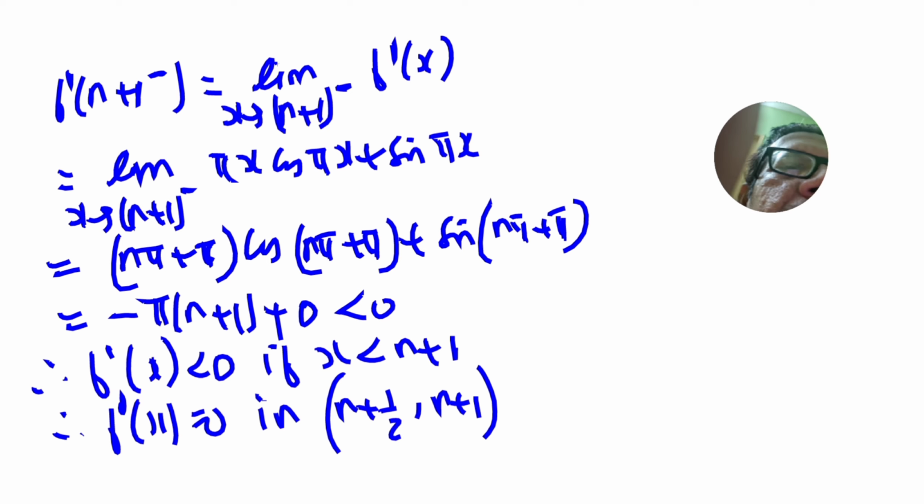Now, it is very clear that this interval n plus 1 by 2 to n plus 1 is a subset of the open interval n, n plus 1. So, we can choose option C, provided we are able to show that f dash of x does not become 0 in the interval n, n plus 1 by 2.